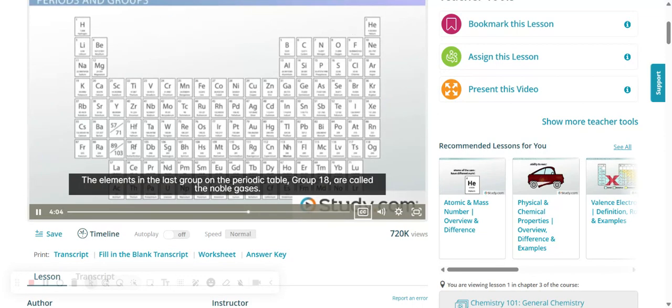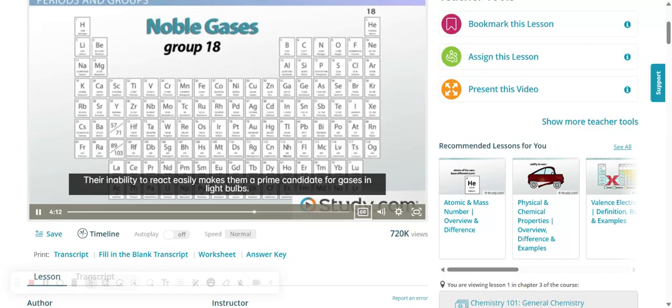The elements in the last group on the periodic table, group 18, are called noble gases. Noble gases are all colorless, odorless, and extremely unreactive gases. Their inability to react easily makes them a prime candidate for gases in light bulbs.